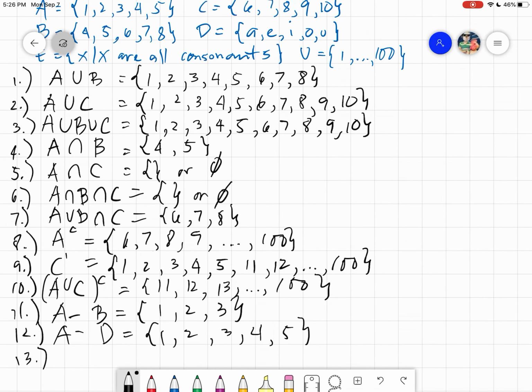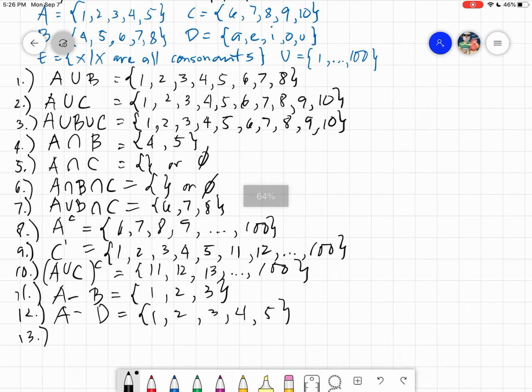Oh, next, let's try number 13. I will zoom out again a little bit. Okay, number 13, ang given natin dito is C difference B. Ang C difference B ay just simply, you are removing the elements of B that is in C. Ang elements ng C is 6, 7, 8, 9, and 10. So, aalisin mo yung elements ni B, which is what? 4, 5, 6, 7, 8. 4, 5, wala. 6, 7, 8. So, anong matitira? It's just simply 9 and 10. And that is C minus B.